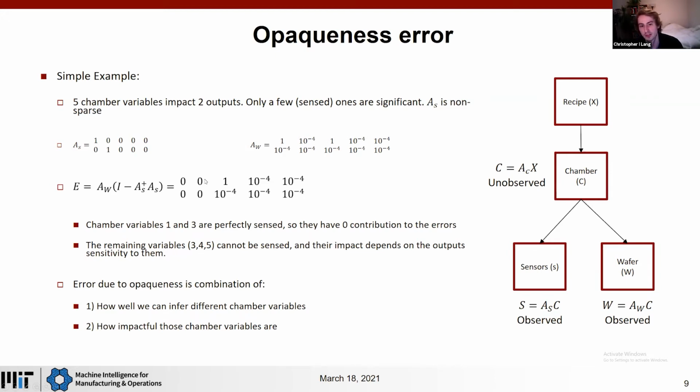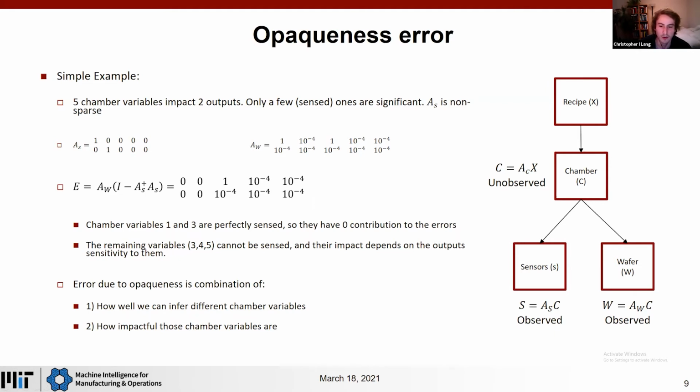Here, our error matrix would say that we have 0 error from the first 2 chamber variables because we can perfectly infer them from this sensor setup. We have a large error in the first output from the third chamber variable because we cannot sense it at all, and it also has a big impact on the output. And for the other terms that we can't sense that may have a lower impact on the output, they have a relatively small contribution to the total error.